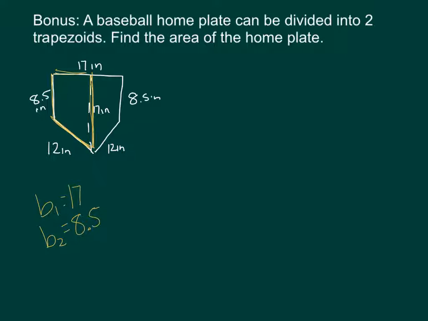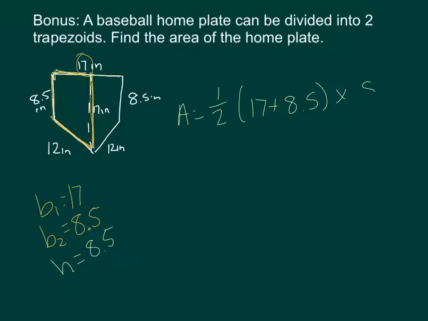But this actually is not important to me. I need to know this space here, which is half of 17, right? Because 17 covers the whole space, but I just need to know half of it. Half of 17 is 8.5, so my height is going to be 8.5. Now I can go ahead and solve for the area. So I'm going to plug those numbers in. My area equals 1/2 my base 1, which is 17, plus my base 2, which is 8.5, times my height, which is 8.5 again. Let's do 17 plus 8.5.